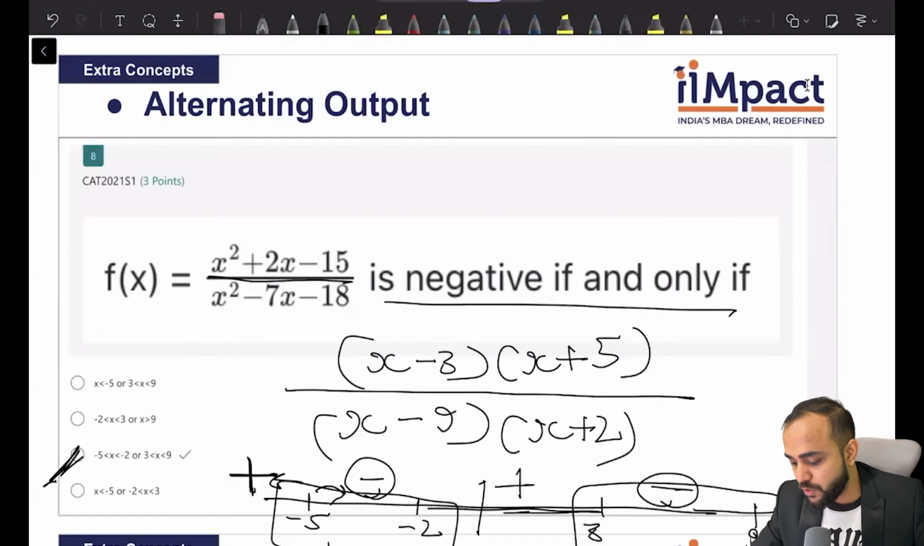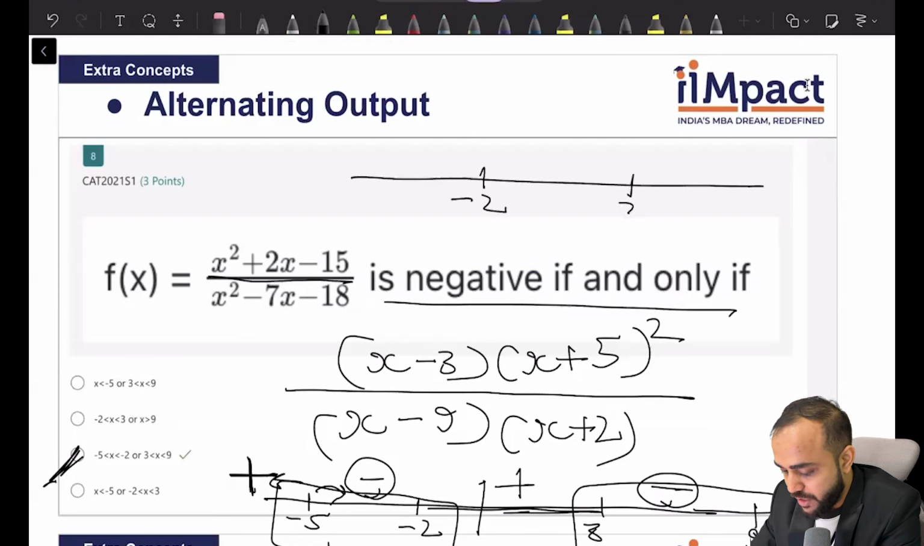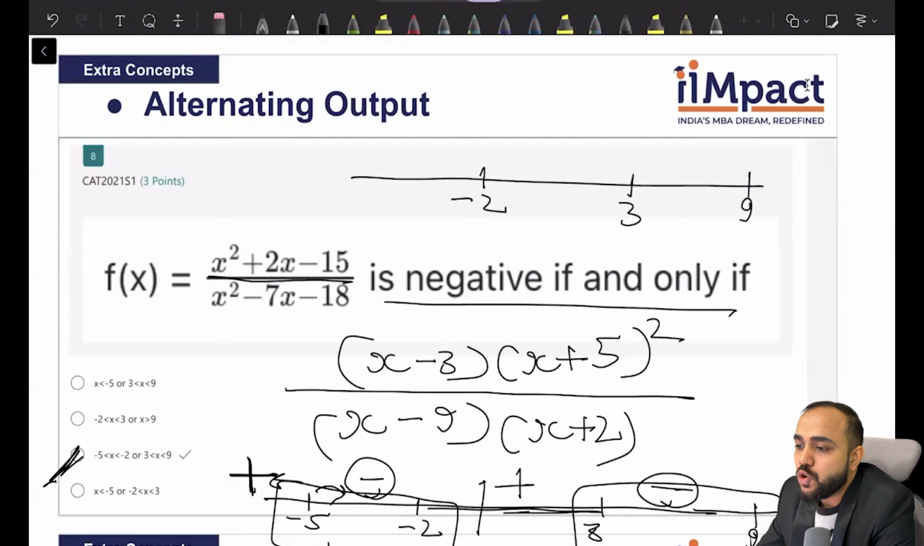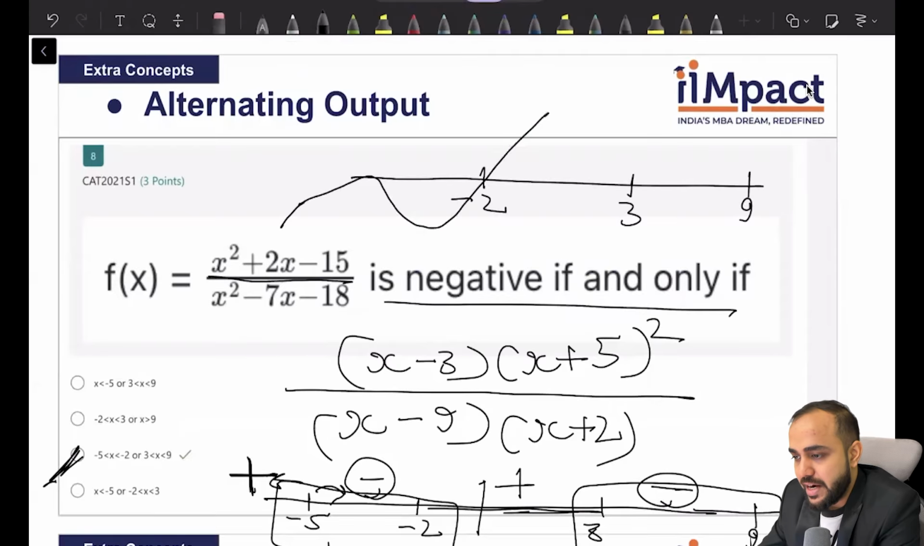However, if the factorization was (x minus 3) into (x plus 5) whole square into (x minus 9) into (x plus 2), what I would have done is disregard the 5 completely. I would have written it as minus 2, 3, and 9 only. The 5 does not matter to me. Clear on this, everyone? At x is equal to minus 5, it would have gone something like this. That is fine with me, but it would not have been crossing over. So it would still have been negative, negative.